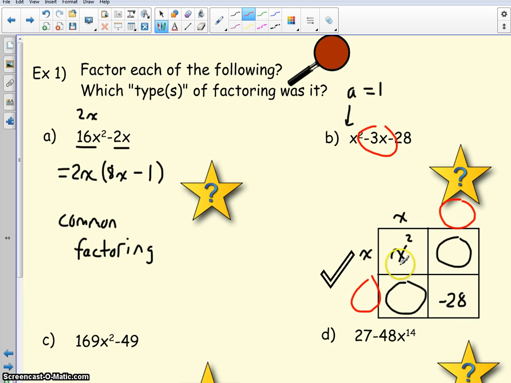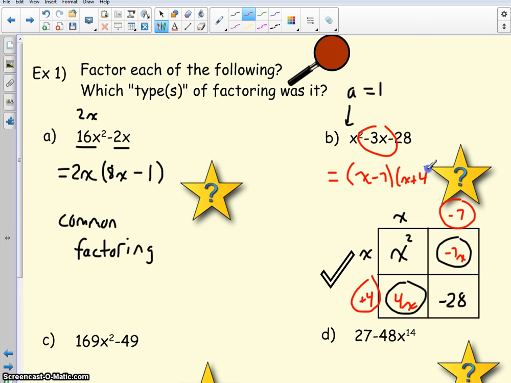So we're looking for two numbers that are going to multiply to -28, but when added together here in the middle, give us -3x. So those two numbers are going to be -7 and +4. Because when you fill in the rest of the array, you get 4x here, minus 7x here. So when you put those together, you're going to get -3x. So this factors into, using the outside of the array, x minus 7 and x plus 4.